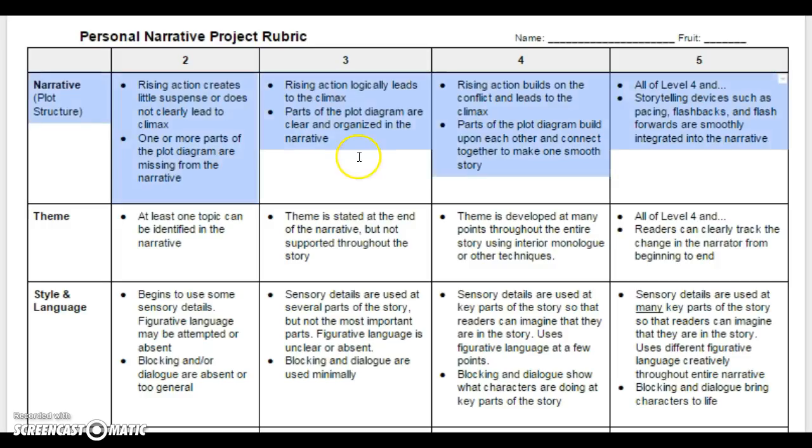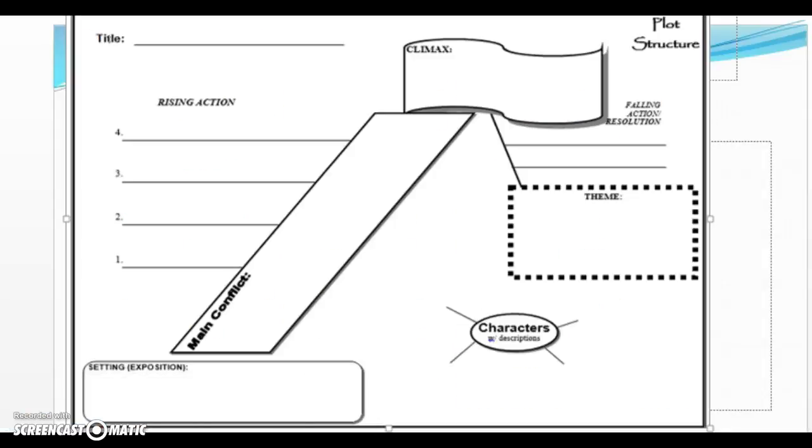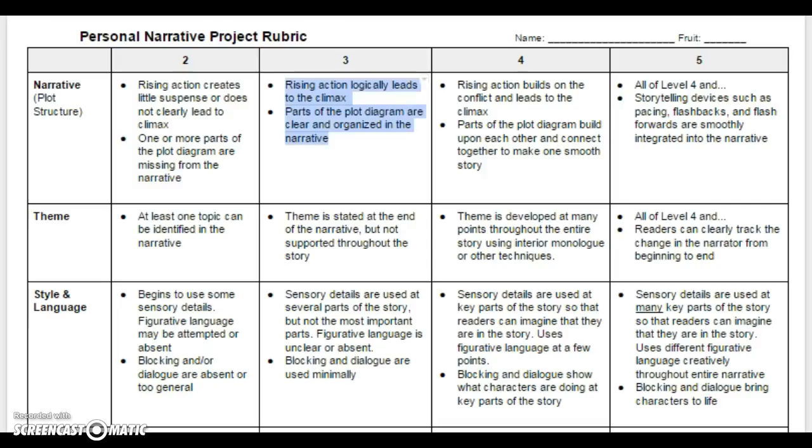Making sure you have each of these parts. I'm going to go ahead and read each level in this rubric. For level 2, rising action creates little suspense or does not clearly lead to the climax. One or more parts of the plot diagram are missing from the narrative. For level 3, the rising action logically leads to the climax, and the parts of the plot diagram are clear and organized in the narrative. That means that I can see each of these parts, and the rising action leads to this climax here.